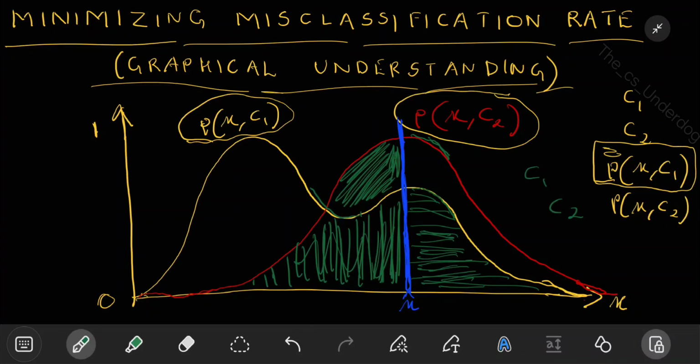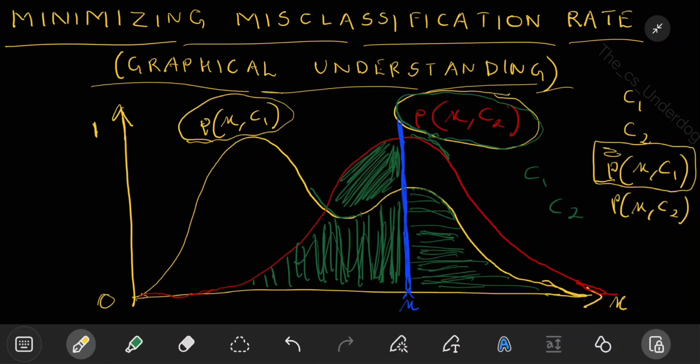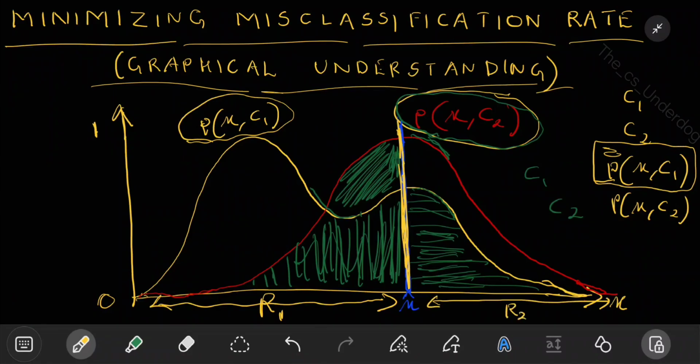As of now, this area is under the curve P of x|C2, right? But you are marking it as C1. Why are you marking it as C1? Because your decision boundary is this, right? This x cap is your decision boundary. Whatever is on this side of the decision boundary, all these points you will mark as R1. Whatever is on the right side of the decision boundary, all these points you will mark as R2.